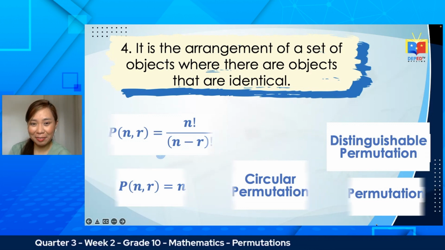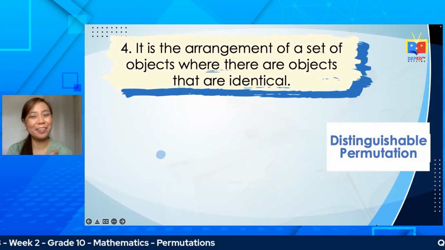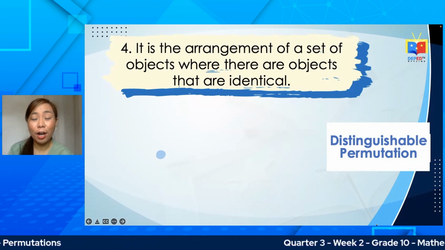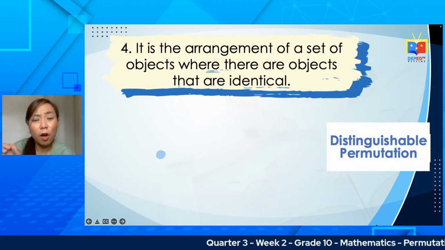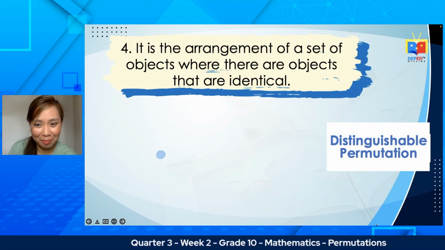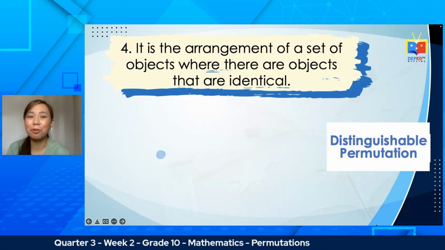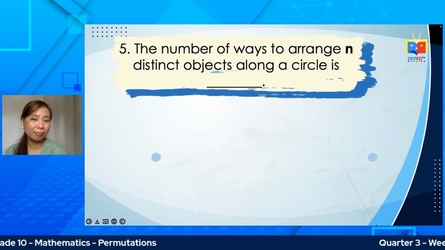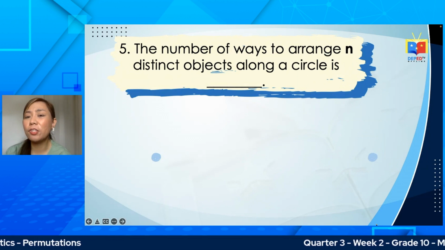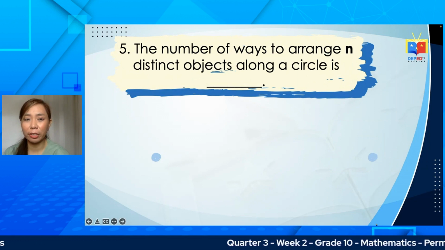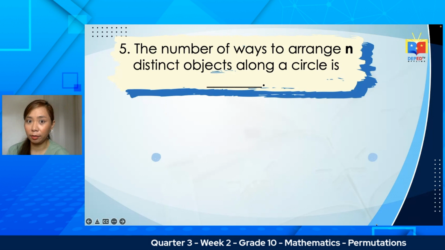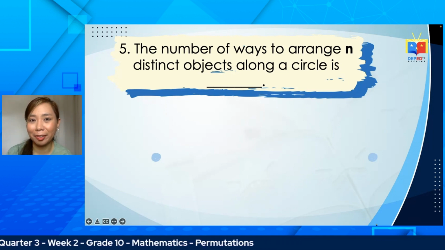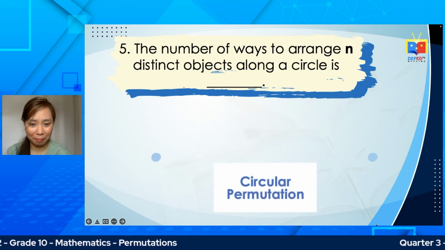The answer is very good. It is distinguishable permutation. So remember, there are objects or some objects that are just the same. So you use distinguishable permutation. And last question. The number of ways to arrange n distinct objects along a circle is blank. The clue there, circle. Which could it be?